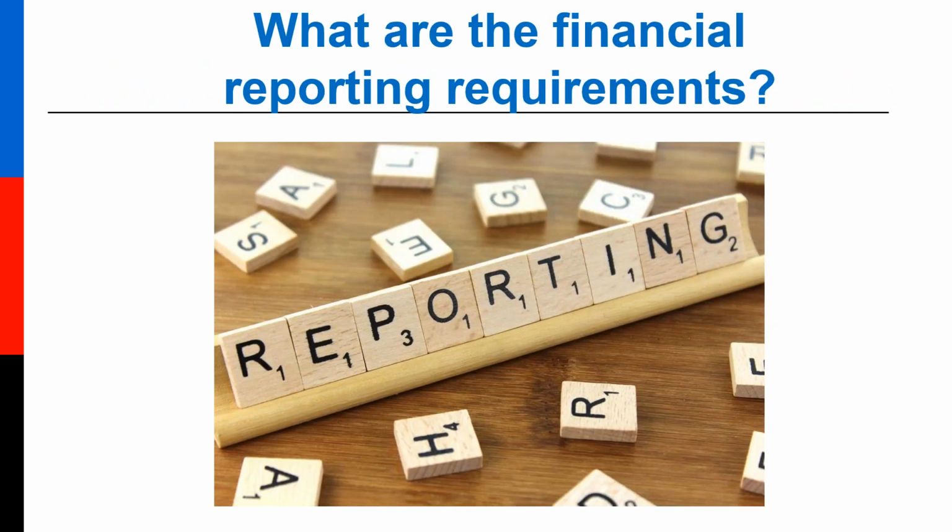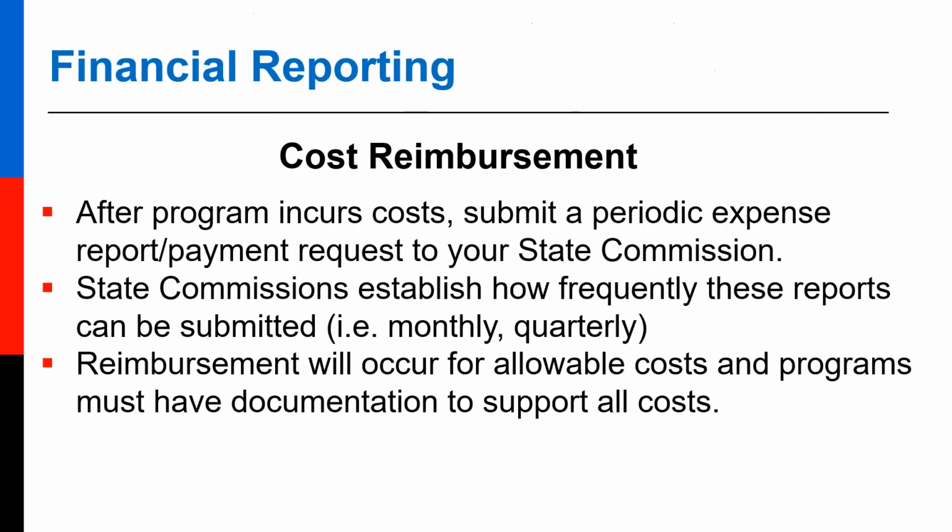Okay, so now that we reviewed the budget type, let's look at the financial reporting requirements. Let's first talk about cost reimbursement grants. After your program incurs the cost, you will submit a periodic expense report or payment request, some states call it different items, to your state commission. State commissions establish how frequently these reports can be submitted, such as monthly, bi-monthly, or quarterly, and then reimbursement will occur for allowable costs, and programs must have documentation to support all of those costs.